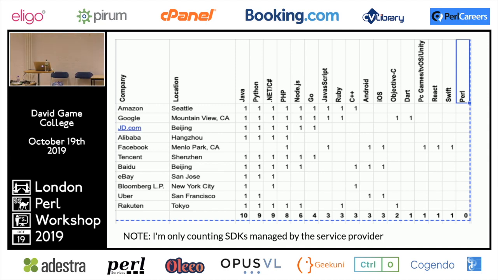And if you can't see that at a distance, that's the number 0. None of these 10 biggest ISP providing companies has a Perl SDK which they maintain. I'm not saying that there aren't open source SDKs on CPAN, but I'm just saying that these companies who are providing the API aren't maintaining a Perl SDK to use it. Don't take it personally, okay? Swift and Ruby aren't much ahead of us, but yeah, Perl is a stinging zero.